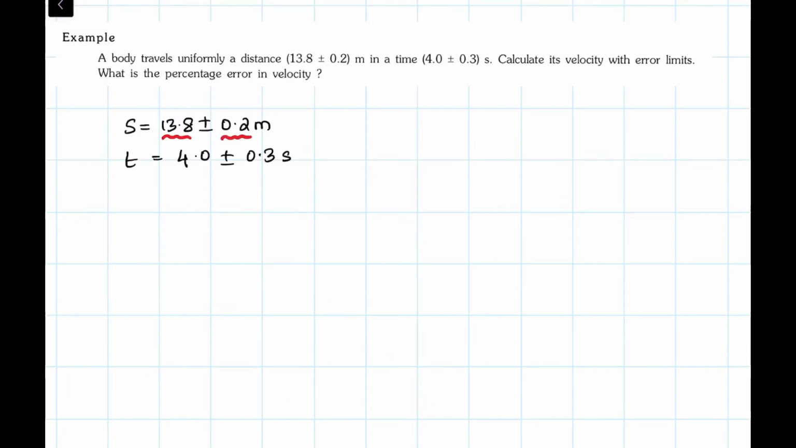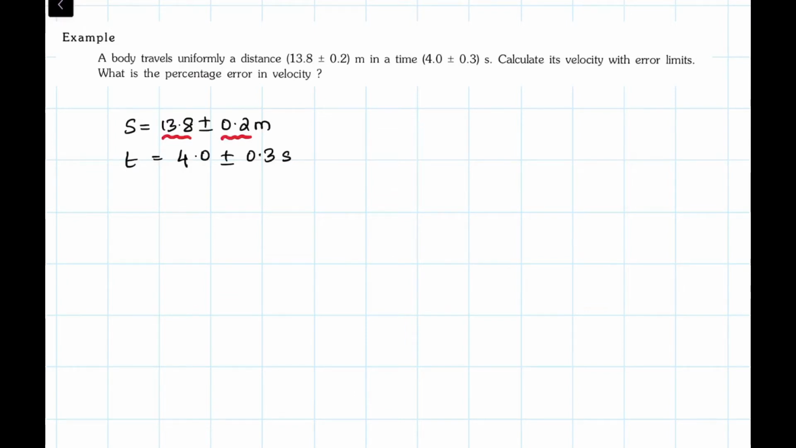Something else you should know is that we are taking a measurement, and that measurement has a tolerance of this error part. The real value of the displacement can be within the tolerance level of plus 0.2 or minus 0.2. As well as that, the real time measurement value will be within the tolerance limit of up to plus 0.3 seconds or minus 0.3 seconds. That's what we should understand from these figures.